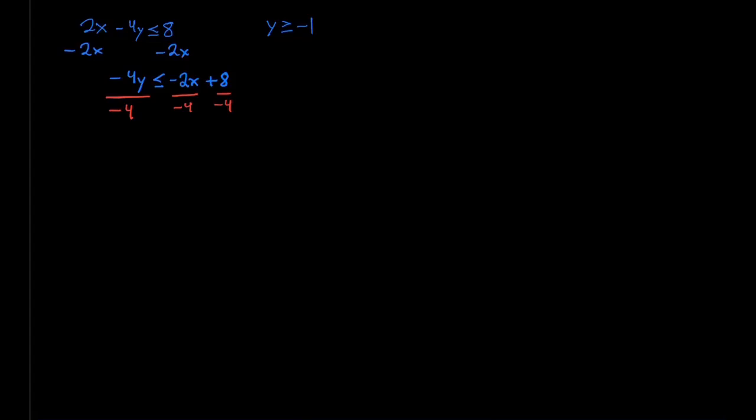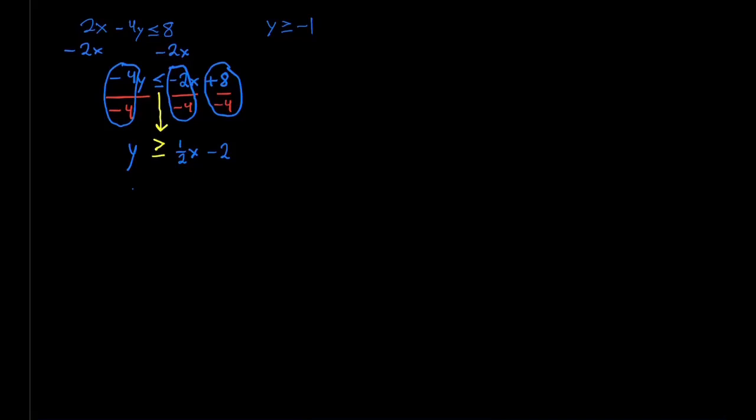Before doing anything else, as soon as you divide or multiply by a negative number, go ahead and flip the sign here. The direction will change. But after that, this part will be normal. This will just turn into a y. This one here, the double negatives will cancel out. 2 divided by 4 is 1/2. And we'll put the x there. For this one, 8 divided by -4 is -2.